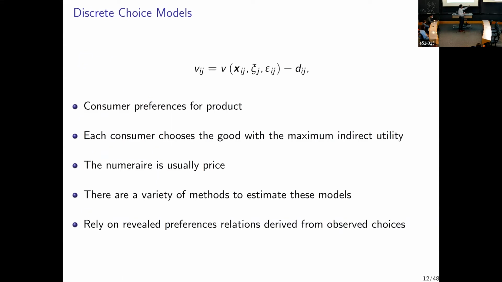You know, in the discrete choice model, d is just price, right? Your indirect utility depends negatively on the price that you pay for the product. And each consumer is just going to choose the good that gives them the maximum indirect utility. The numeraire is price, and there are many ways that we can estimate these models, and we learned how to do that in the past.